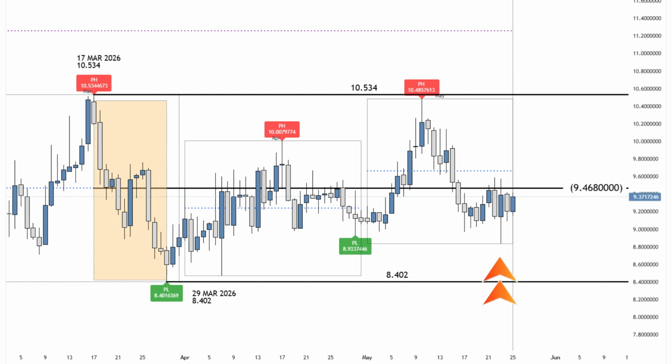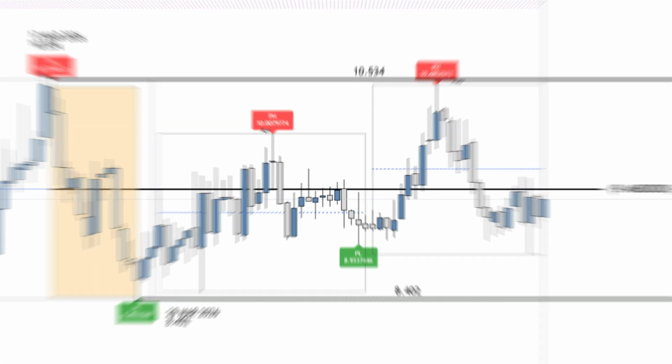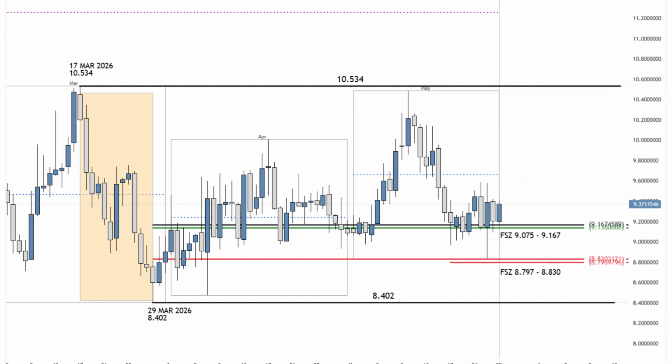That tells us sellers were unable to maintain acceptance beneath the broken structure. And failed acceptance often becomes an important clue in crypto trading market structure. Because when markets break lower but quickly reclaim lost ground, it can sometimes signal exhaustion from sellers rather than true bearish expansion. Now this is where the Fibonacci analysis becomes extremely useful.